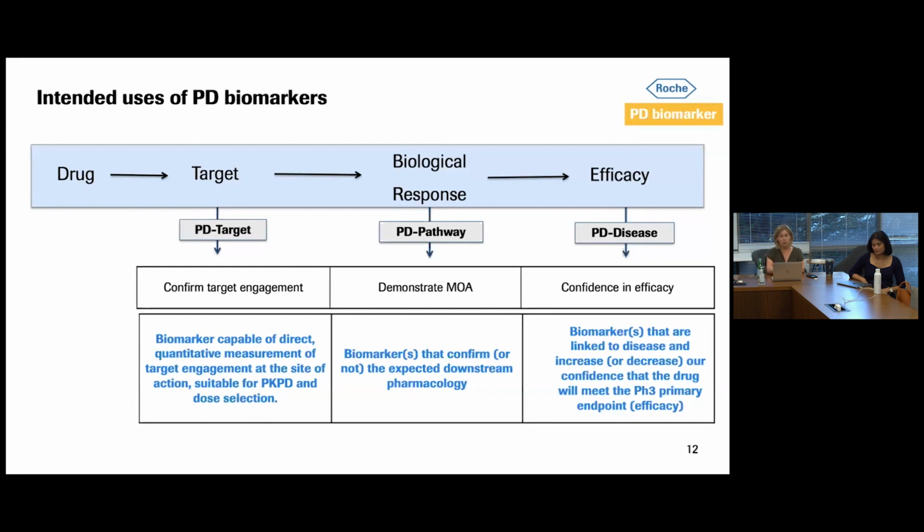what we then try to do is use as proximal as possible PD pathway biomarkers that you can measure outside of the brain, to infer target engagement. But what that will require is for us to really understand the biology between target and the biological response, which we try to do in the preclinical space. And so I'll try to touch base on that in some of the examples.